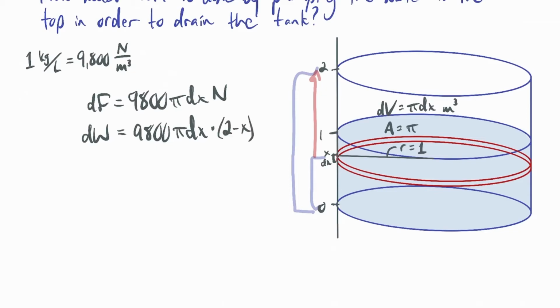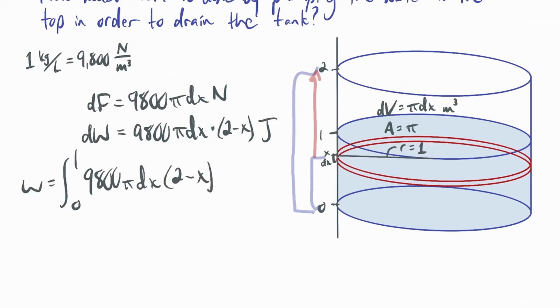2 minus x, and this will be in joules, okay? So then we can integrate to get the total work. Integral from 0 to 1, because that's from the bottom of the water to the top of the water, of 9,800 pi dx times 2 minus x, okay?